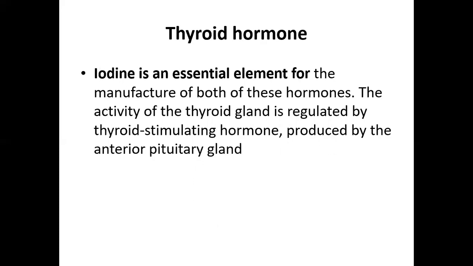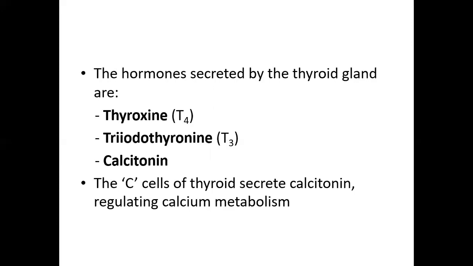Whenever there is a decrease in the levels of T3 and T4, thyroid stimulating hormone stimulates the gland to produce T3 and T4. Whenever the levels of T3 or T4 rise, this causes inhibition of TSH. This is called the negative feedback mechanism, which we'll discuss in our next slide.